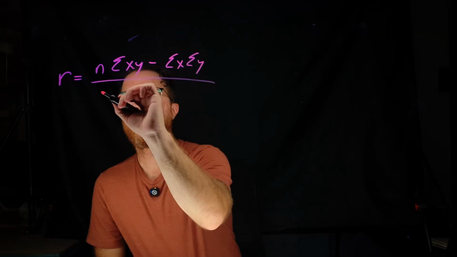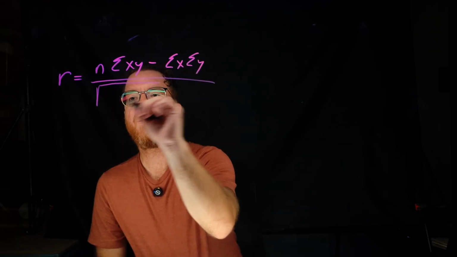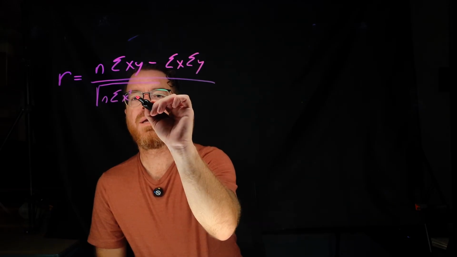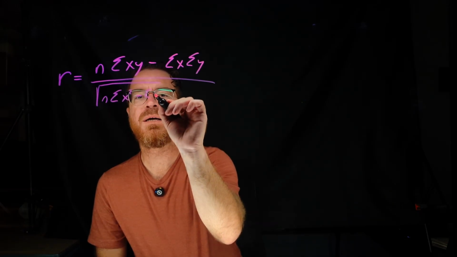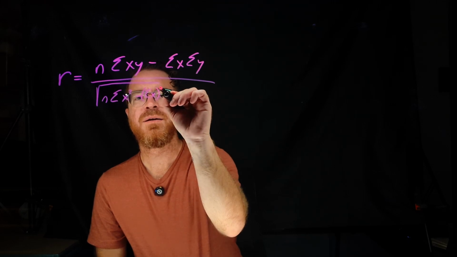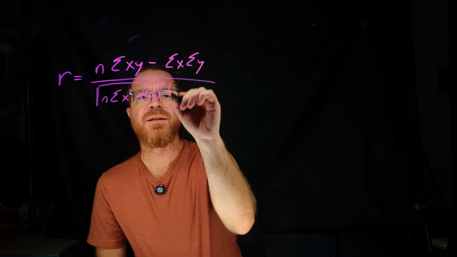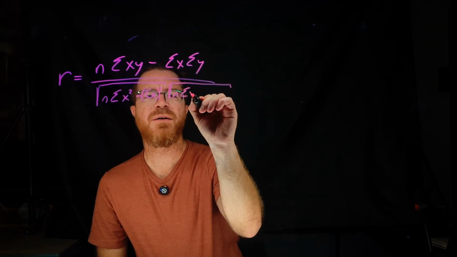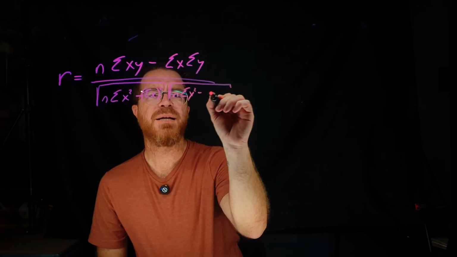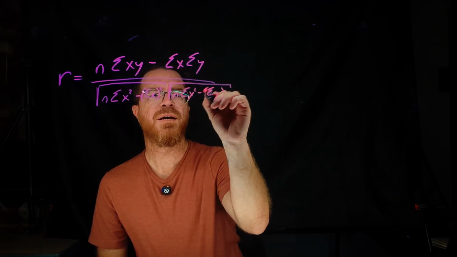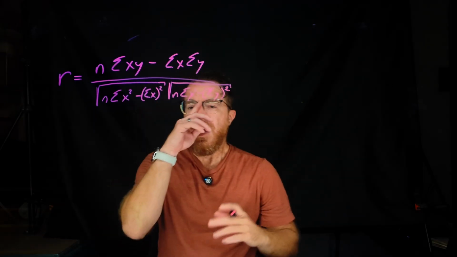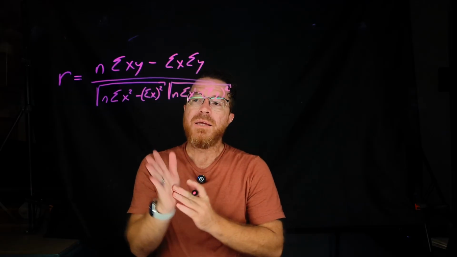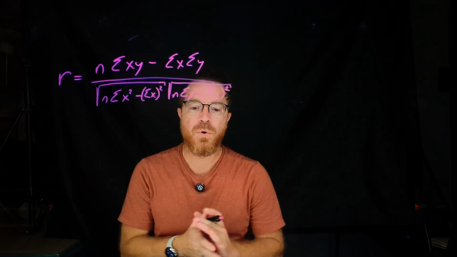And this is all going to be divided by the square root of n times the sum of your x's squared, minus the sum of your x's, squared. And then times, we're going to do the same thing for the y values. So it's going to be n times the sum of your y's squared minus the sum of your y's, squared. And this is how we're going to calculate our correlation coefficient. Again, n in this case is the number of our ordered pairs.